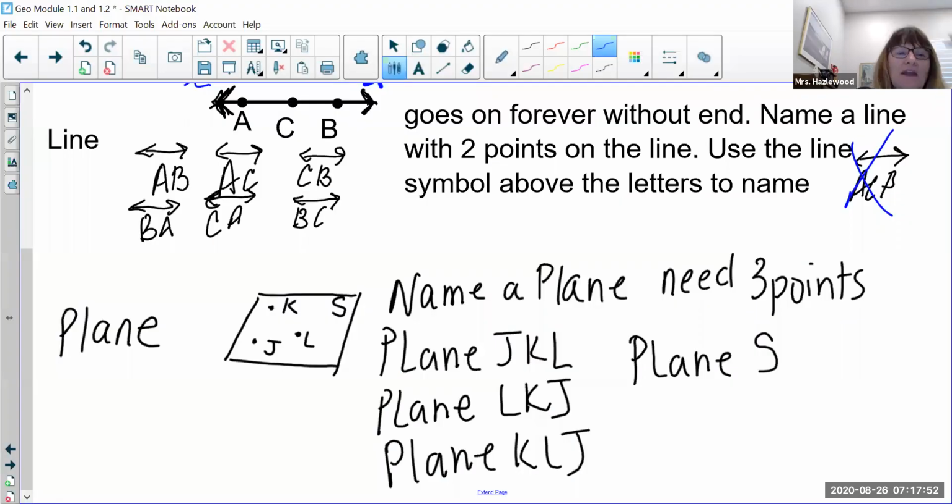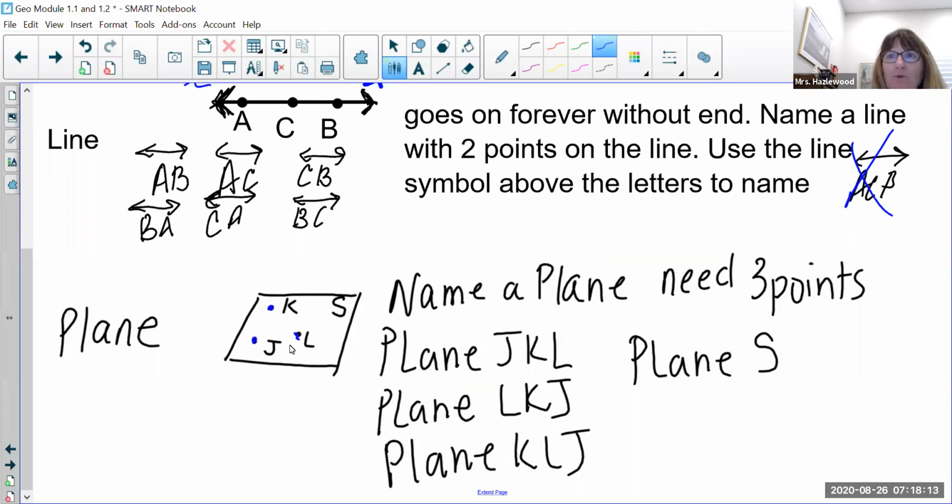So the next one is a plane. And looking at the plane here, what I see on my plane is I have 3 points. Here's a capital letter K, J, and L. So those are my points on the plane. So you need at least 3 points on the plane in order to make it a plane.